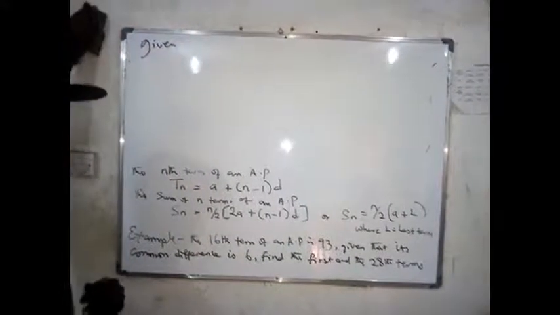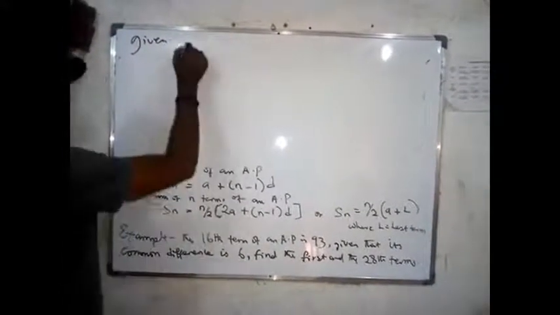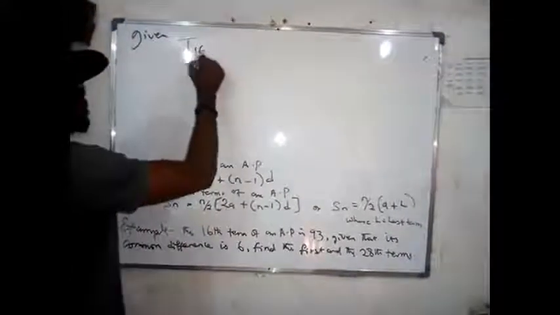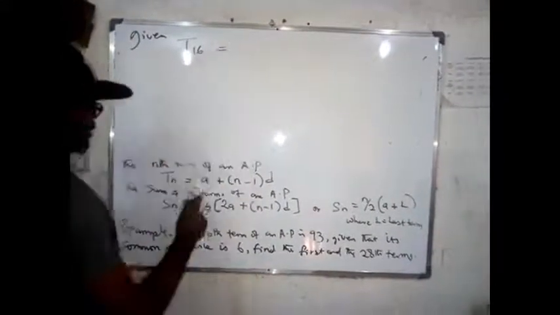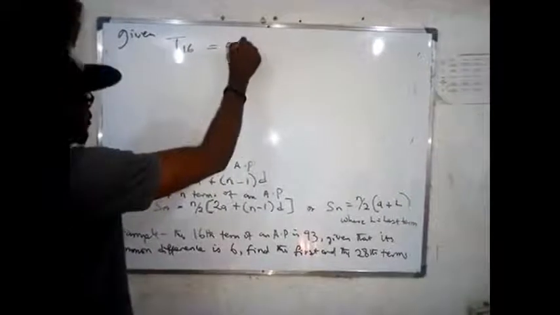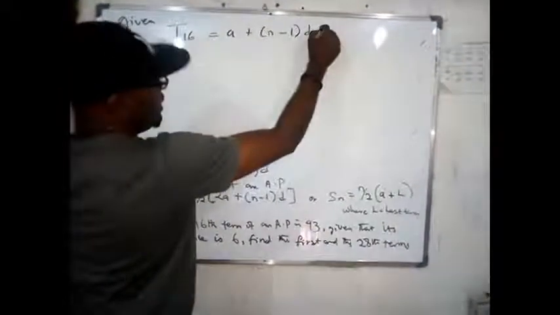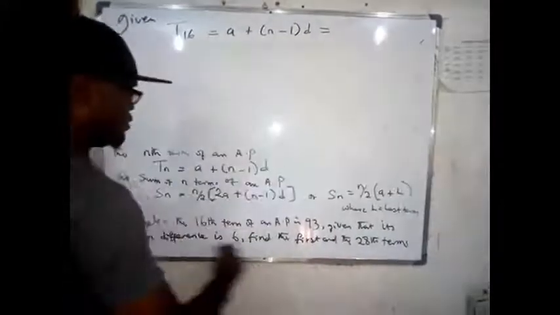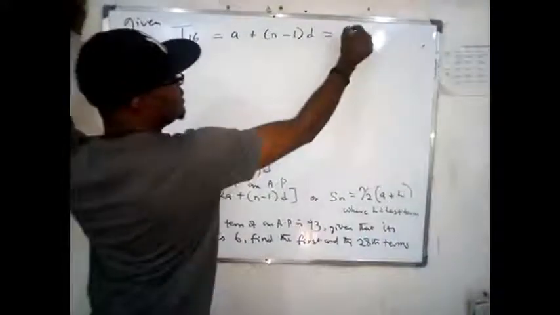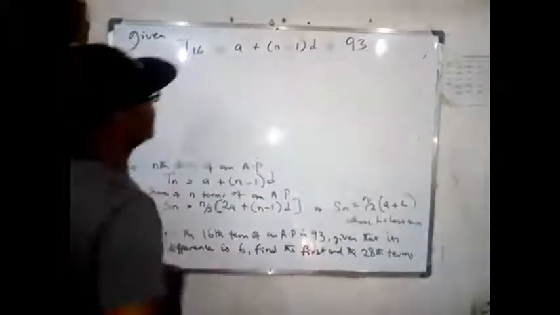We are given the 16th term, is it not? So we say T16. And it can be represented by using this formula: a plus (n minus 1)d. And this 16th term is equal to 93. Can we see this? This is given, isn't it?